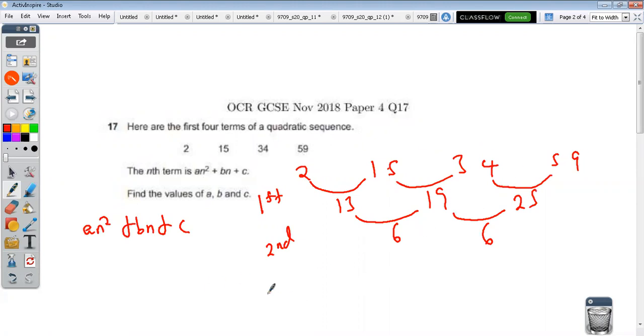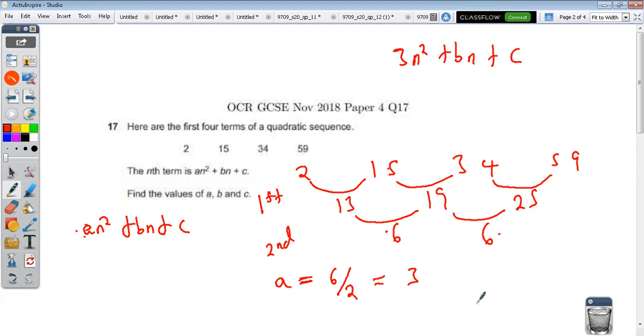How do you find a now? I want to see who was listening. How do you find a? Mufaro, how do you find a? The girls, how do you find a? You divide the second term, which is constant, 6, by 2. She was listening. That's 3. So now it means if we put 3 there, it's now 3n squared plus bn plus c.